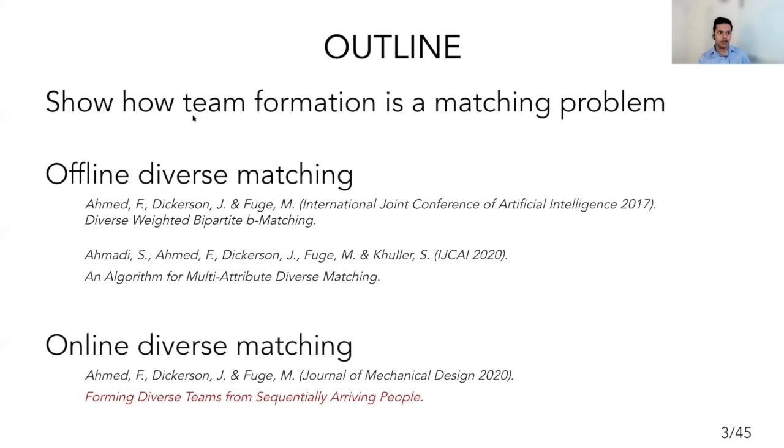So the way we'll start is first we'll talk about how team formation is basically a matching problem. Then we'll go into some past work just to provide the background to people on when you have a collection of people and a collection of teams and you want to match those people to teams, how do you do that using something called offline diverse matching? And then move on to this current work, which is what happens when people are arriving one at a time, which is sequential arrival, or something called online diverse matching.